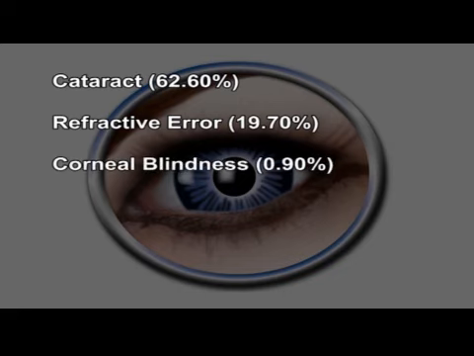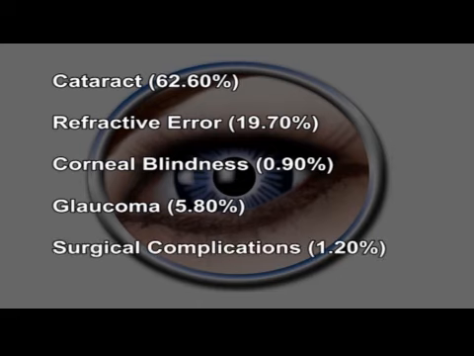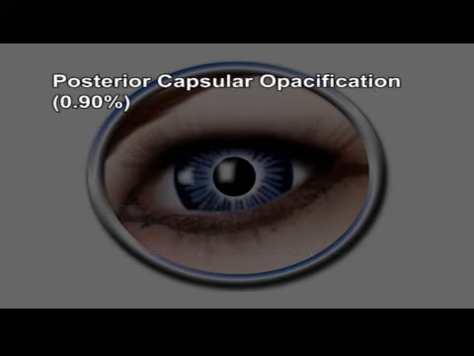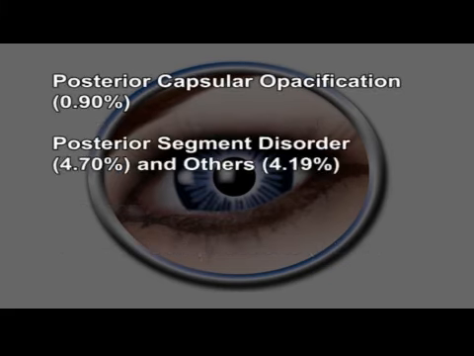19.70%, corneal blindness 0.90%, glaucoma 5.80%, surgical complications 1.20%, posterior capsular opacification 0.90%, posterior segment disorder 4.70%, and others 4.19%. The estimated national prevalence of childhood blindness and low vision is 0.80 per thousand.